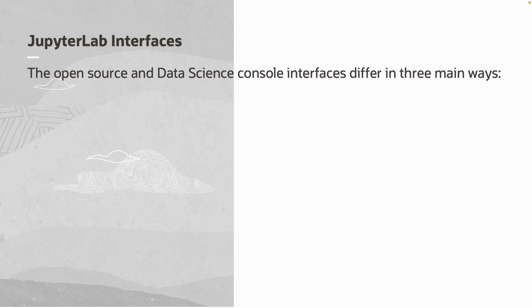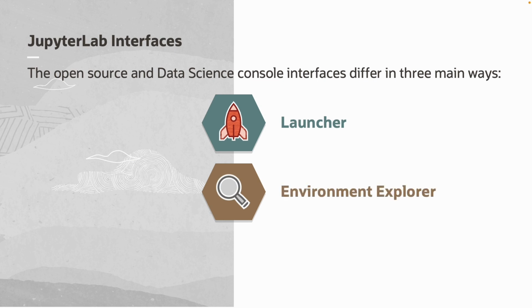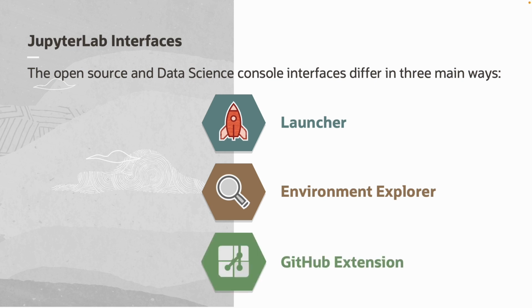Let's quickly differentiate between JupyterLab as an open source tool and what you'll see in the data science console. While the menu structure and layout is identical, there are three main differences in the data science interface. As we'll see next, the launcher provides easy access to your notebooks, console, text editor, terminal, environment explorer, and notebook examples. The Environment Explorer, which we'll talk about in the next lesson, is a GUI tool that allows you to manage and search for Conda environments. Finally, the GitHub extension, which we'll discuss in Lesson 9, allows customers to easily use Git to version control their code inside the notebook session.